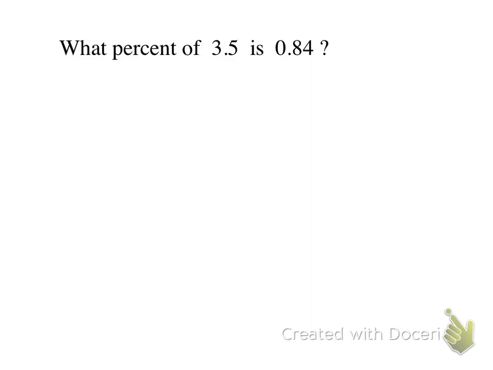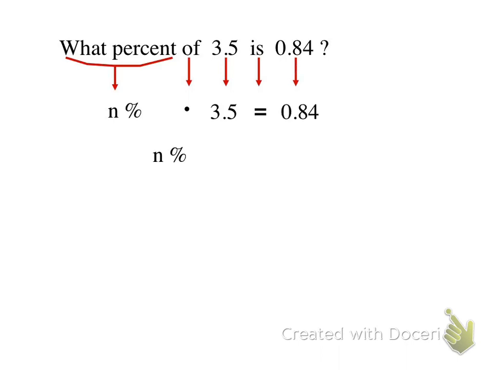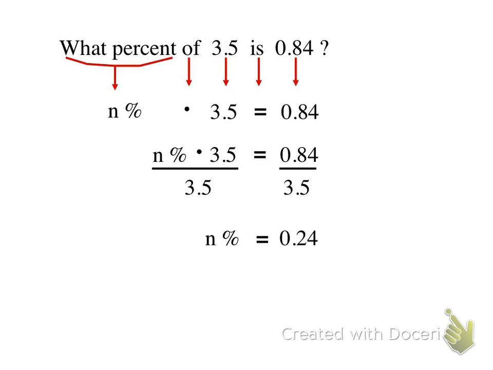So, next one. What percent? We can do it 2 ways. Not the proportion way first. What do I write when I see what percent? N percent. Of means what? Of means multiplication. Okay, 3 5/10 times n percent equals is, my is, 84/100. Solve it by dividing both sides by 3 5/10, and then I get n percent equals 24/100. To lose the percent sign, I move it over twice. N equals 24%.